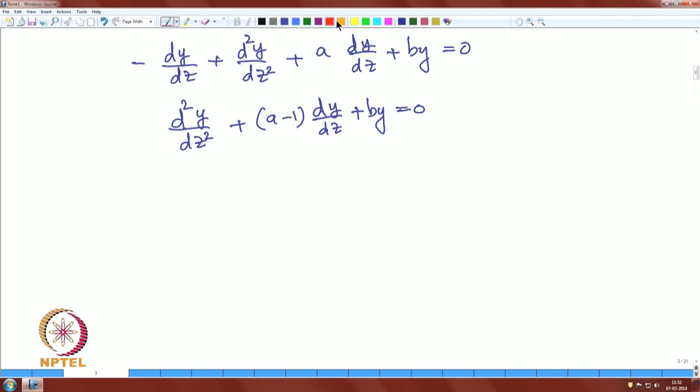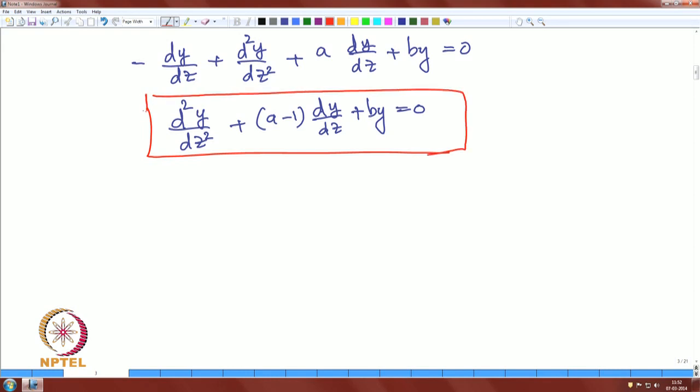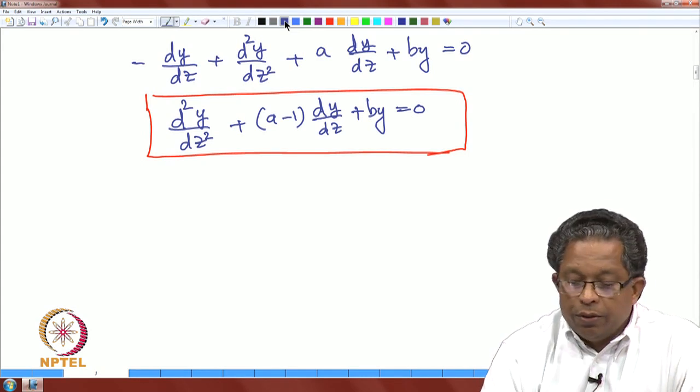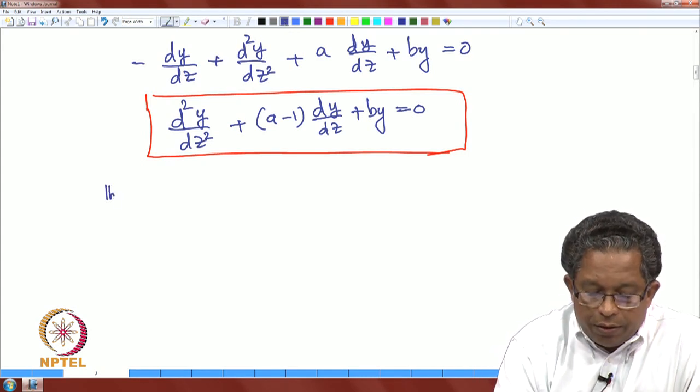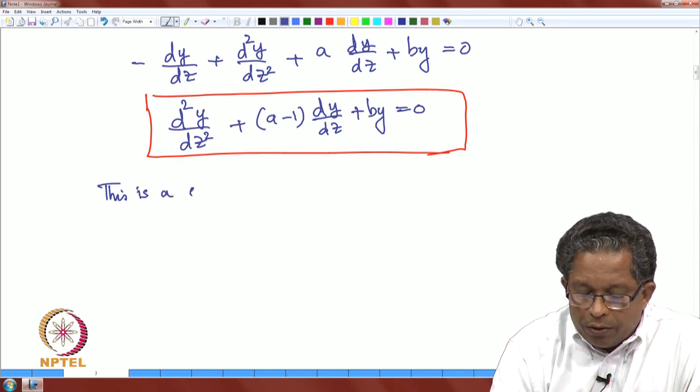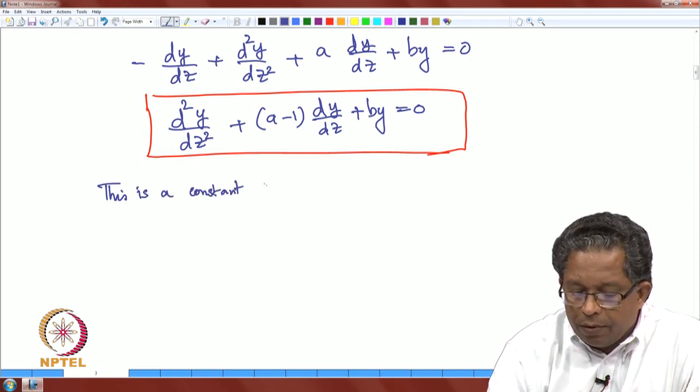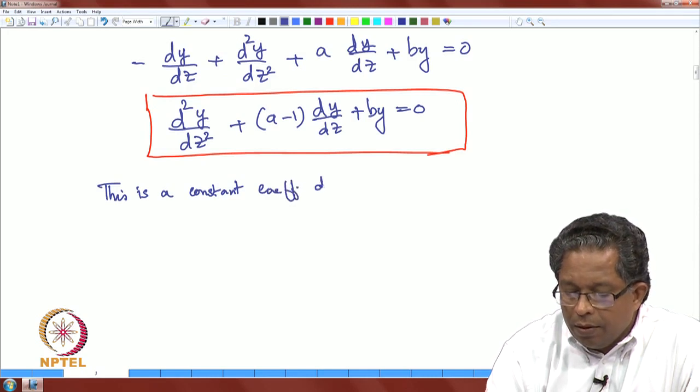So look at this equation. This equation is a second order constant coefficient differential equation. We started with the Euler-Cauchy variable coefficient differential equation, and the transformation reduced it into a second order constant coefficient differential equation. This equation can be solved by taking the characteristic roots, since it is a constant coefficient differential equation.